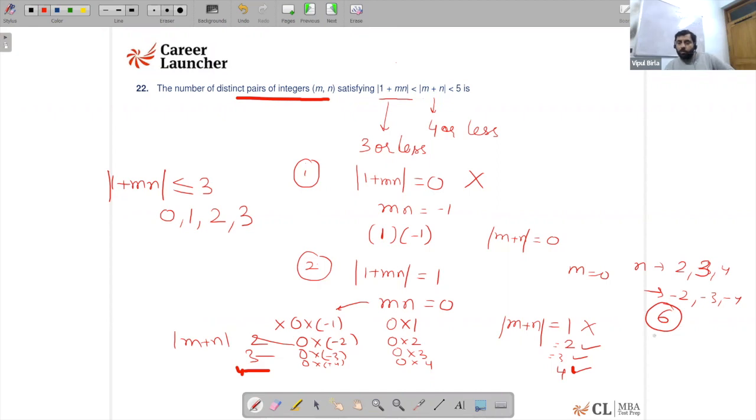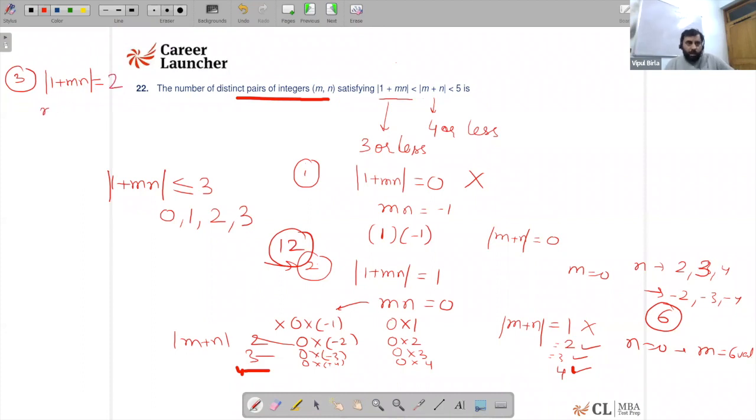Similarly, we can swap this, and if we take n equal to 0, we will have 6 values for m. So that means in total, for this second case, there are 12 values which satisfy this. Now take the third case. Let me write it here. Take the third case when mod of 1 plus mn is equals to 2.